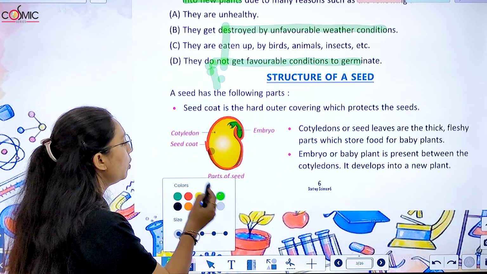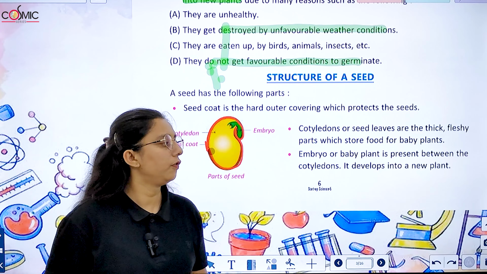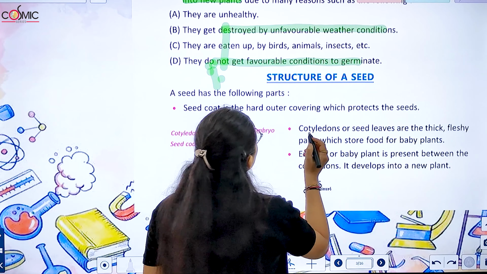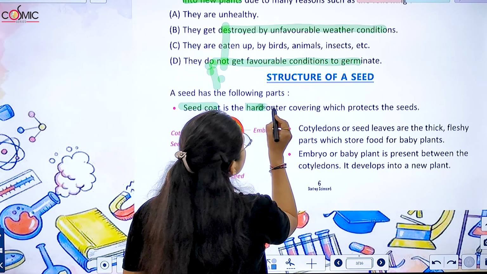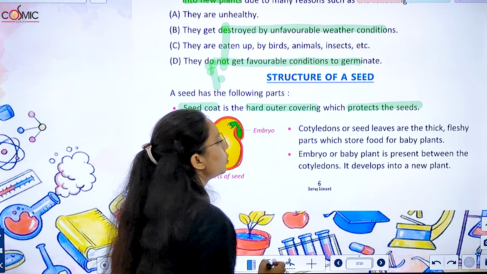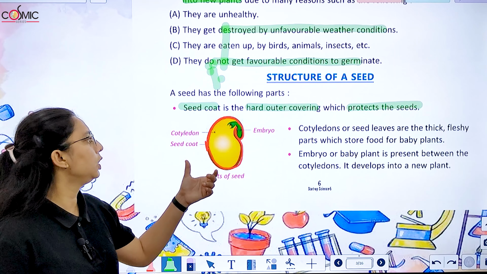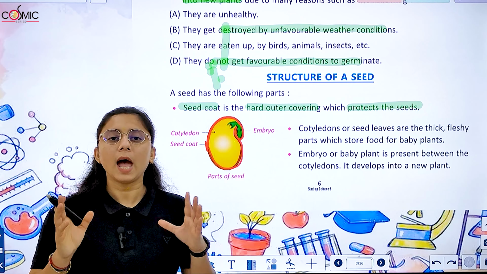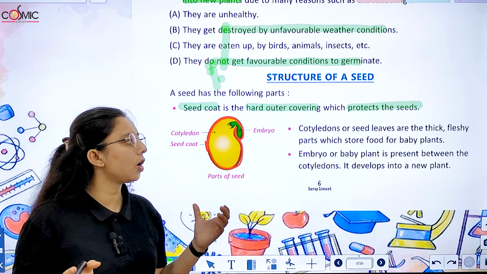And what does it develop into? It develops into a new plant. Now the seed coat is a hard outer covering and its work is to protect the seed. Next is the cotyledon or seed leaves. These are thick fleshy parts which store food for the baby plant. The embryo, the baby plant, is present between the cotyledons and develops into a new plant.